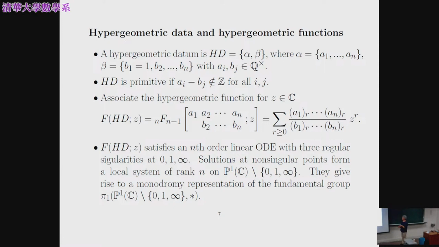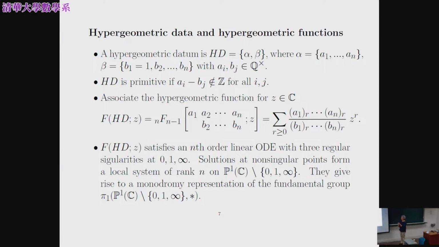And this sheaf usually is called a local system. And the assumption that HD is primitive means that this sheaf is irreducible, whatever it means. So an important thing about this situation is that in this case, we have a so-called monodromy representation. So let's think of it this way.